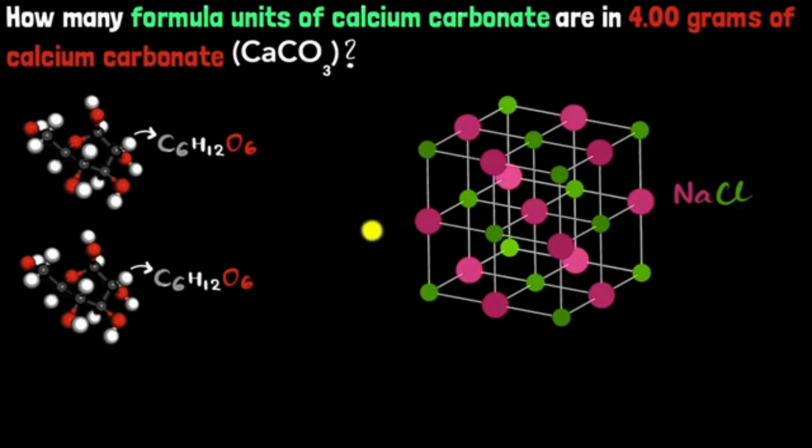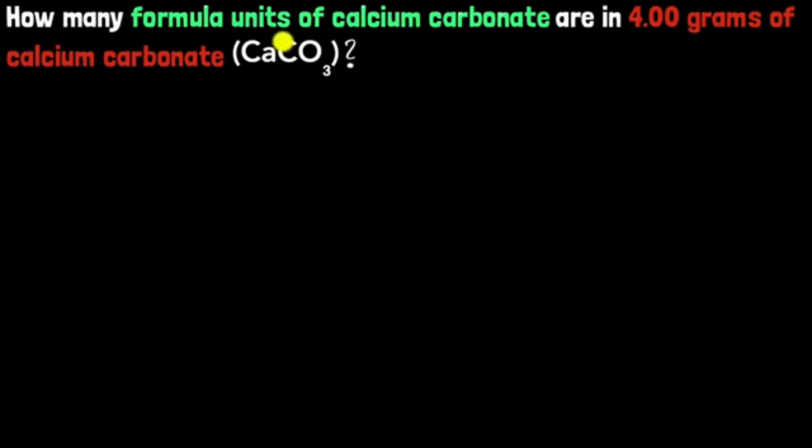But more importantly, how does it change things when it comes to the mole? The answer is it doesn't. See, over here, when you're dealing with the mole, we would say that a mole of glucose would be Avogadro number of glucose molecules. Over here, we would say a mole would be an Avogadro number of formula units, and that's it. So it doesn't change anything, okay? All right, so we need to find how many formula units of calcium carbonate are in 4 grams of calcium carbonate, okay? So this time we are given the mass of the calcium carbonate.